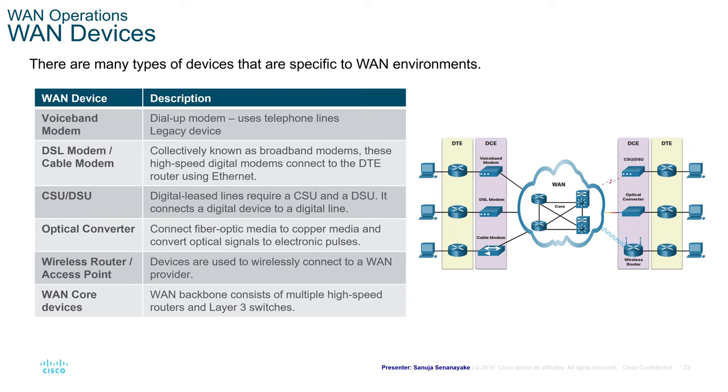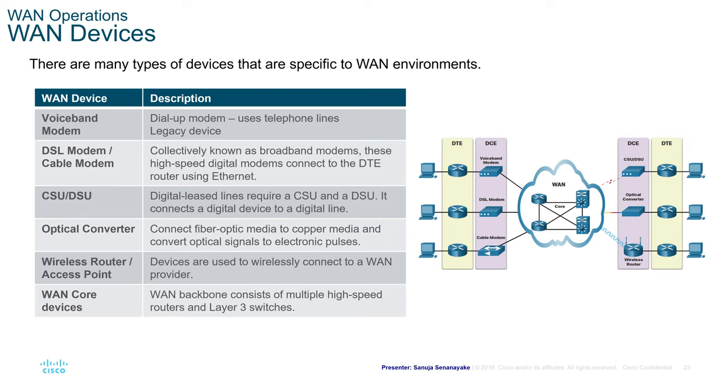CSU/DSUs are for digital leased lines, which require a CSU and a DSU, and they connect digital devices to digital lines. Optical converters connect fiber optic media to copper media and convert optical signals to electrical pulses. So if you have fiber to your home or fiber to your enterprise office, then you would have those optical converters, where you need to convert some of that optical media into copper media where it is needed.